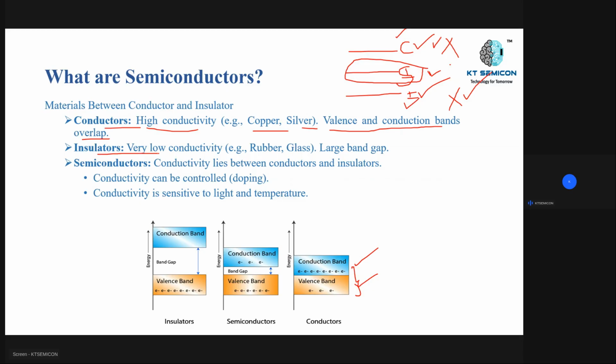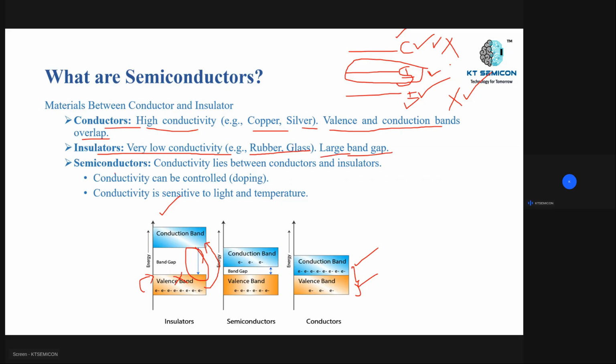As compared to that, insulators have very low conductivity. See here, for insulators you have a larger band gap. Even when we increase the temperature, the electrons in the valence band do not move from the valence band to the conduction band. Why? Because there is a large gap between the conduction band and the valence band. Even when we increase the temperature, the electrons cannot jump from the valence band to the conduction band. The main examples of insulators are rubber and glass, because they have a large band gap.